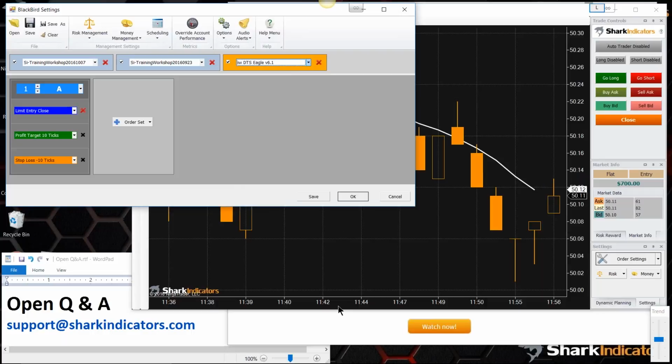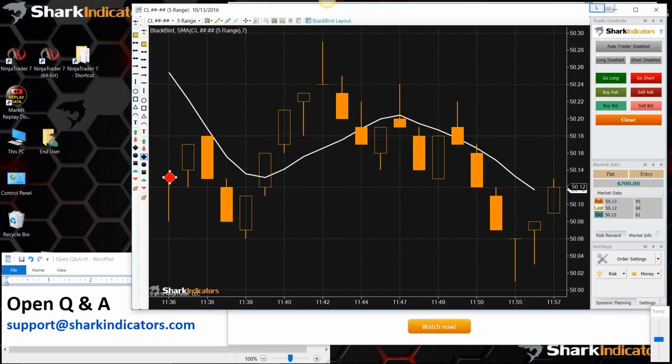All right, so Tony's added some comments to his question. His third-party indicator shows a green dot and a pink dot. Yeah, so green dot for a long trade and a pink dot for a short trade. Well, it depends on what that dot is, Tony. It depends on what the dot is.